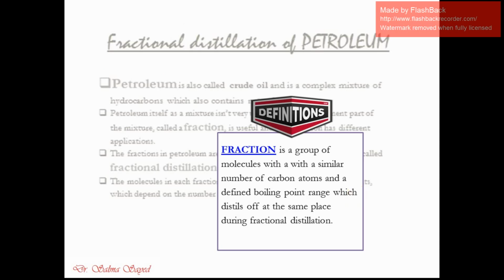Another commonly asked definition in papers 3 or 4, according to your core or extended, is fraction. What do we mean by fraction? A fraction is basically a group of hydrocarbons or molecules that have a similar number of carbon atoms and a similar molecular mass with a defined boiling point range. That's why they're going to distill off at the same place during the fractional distillation.